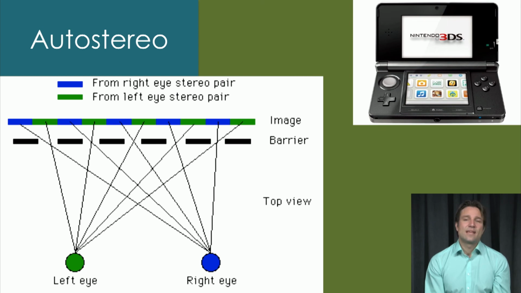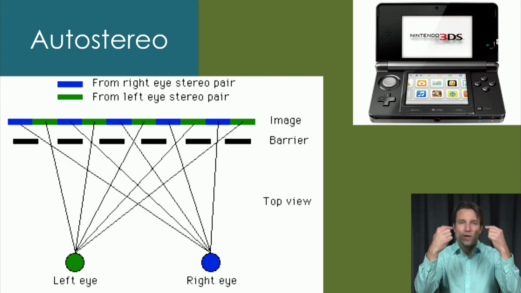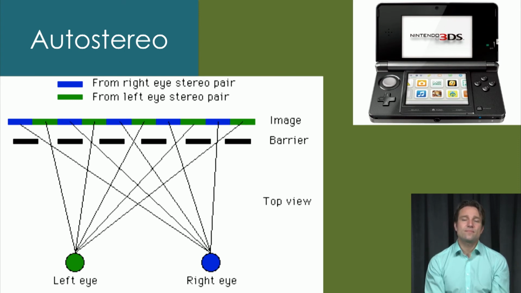These displays have a special layer over a regular LCD display to direct the light from the pixels to only one of the user's eyes. This technology is used in the Nintendo 3DS, which has two screens, one of which is an autostereoscopic screen which can show 3D images.